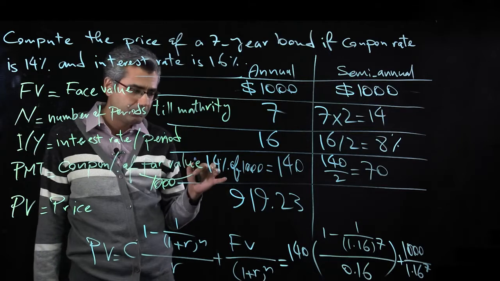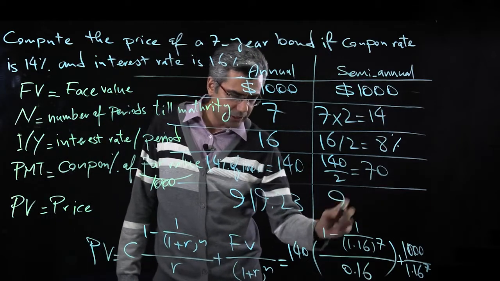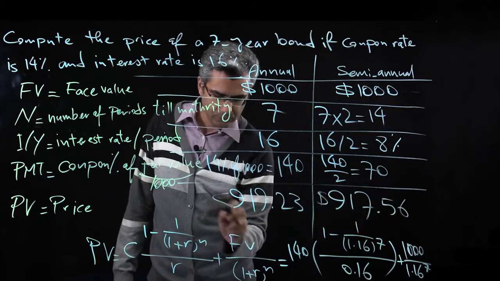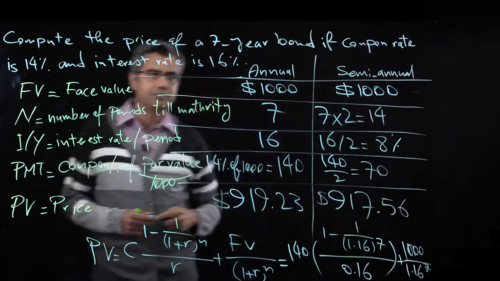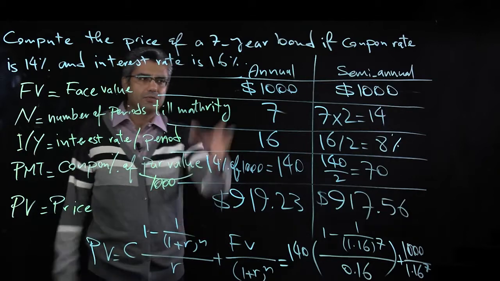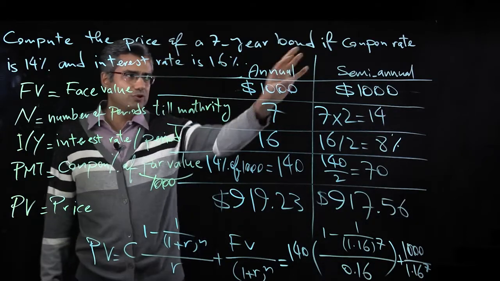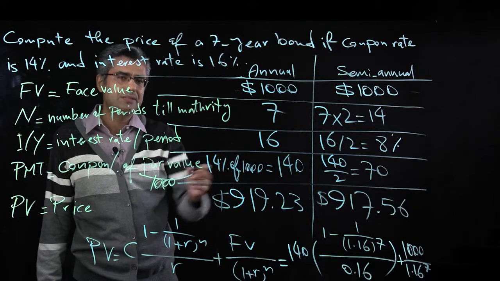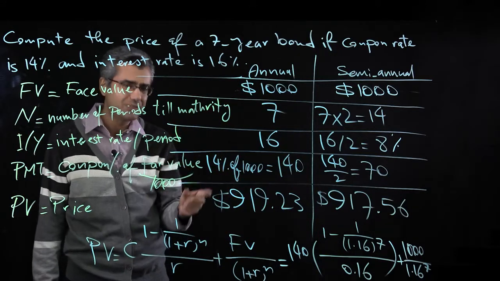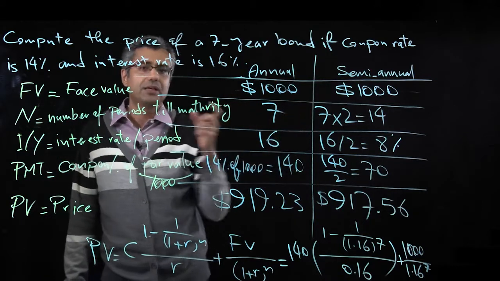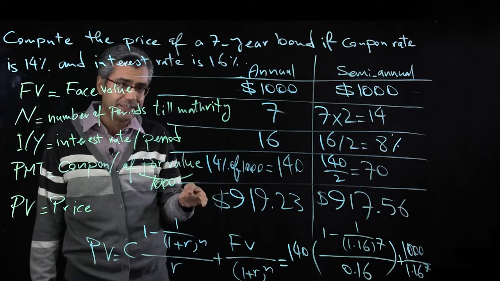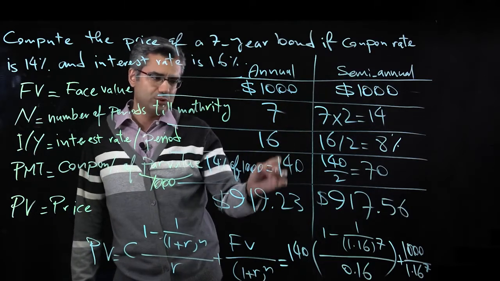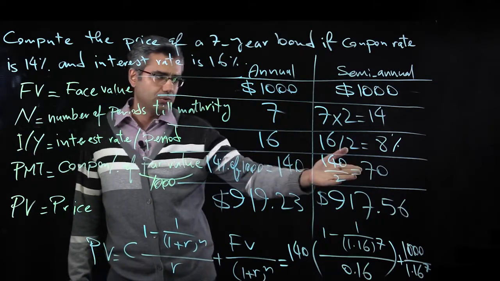CPT and PV, and you will get 917.56. This is the price of this one. So first I assumed that the payments are annual, meaning the coupons are paid once a year. Then I assumed that the coupons are paid twice a year. So I adjusted these 3. These are the 3 things you need to adjust when it's semi-annual.